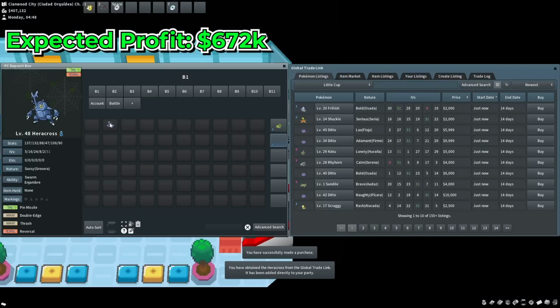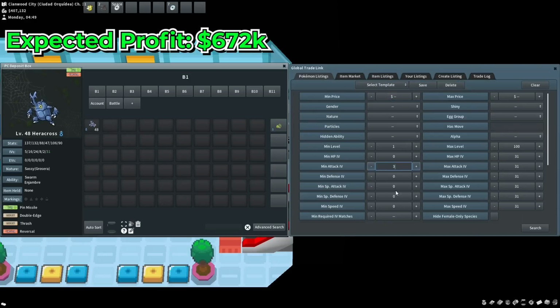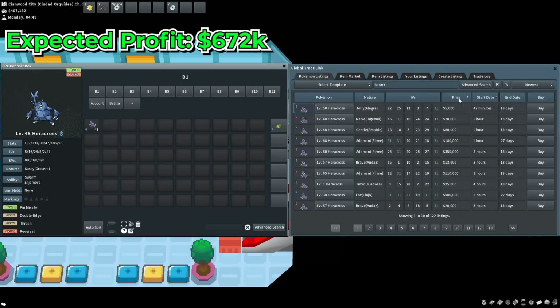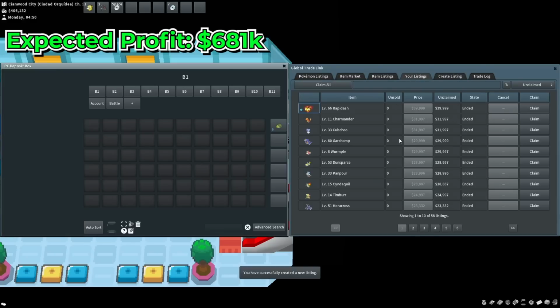Another Heracross, we already bought some of this in the last episode, so they go for around 20k, and ours already sold from yesterday. Here's another one, that is a buy, so I'll be undercutting this guy here, and these two are flips. And as you can see here, one of ours sold, and the second one sold as well.